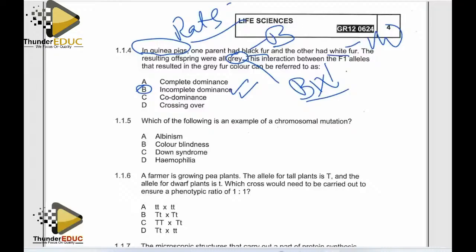Or chromosomal aberration. So in this case, which one of the following is an example of chromosomal mutation? Albinism is a gene mutation, colorblindness is a gene mutation, hemophilia is a gene mutation, just a base has been replaced. So the only answer there is Down syndrome.